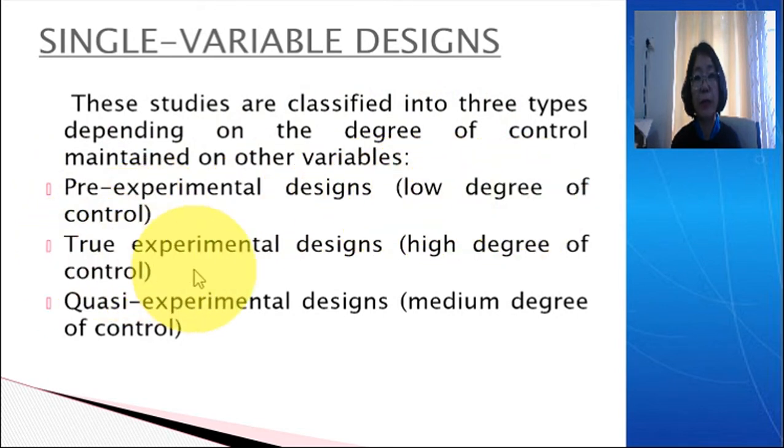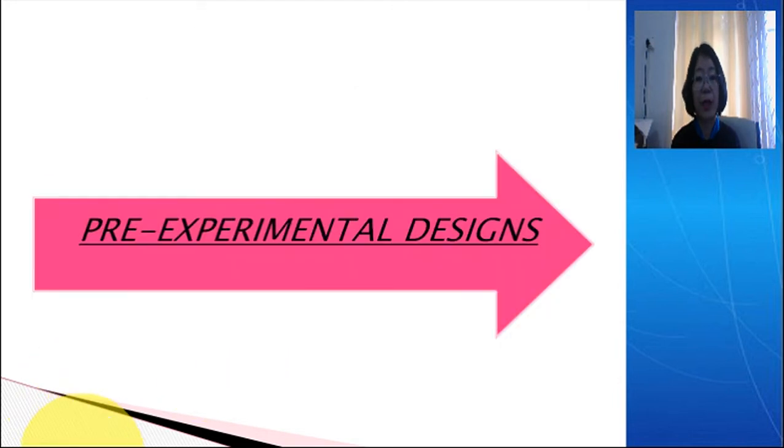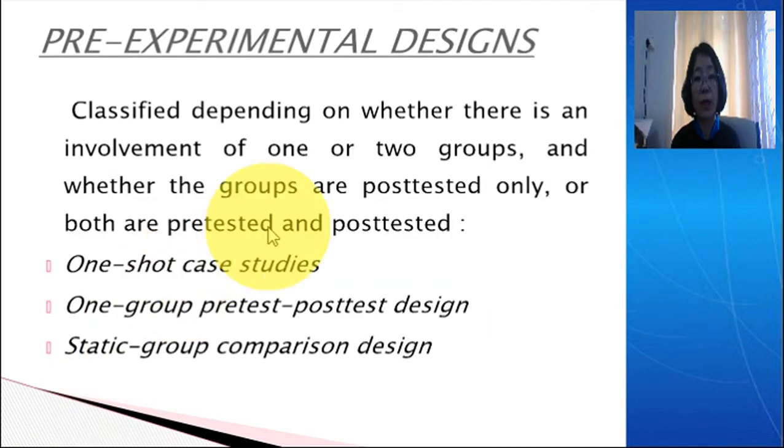Second is true experimental design. It has a high degree of control. And the third is quasi-experimental design, which has a medium degree of control over the intervening variable. Now, let us talk in detail one by one. Pre-experimental design. We have already said pre-experimental design has low control over the different factors which affect the internal validity and external validity. Now, what are those pre-experimental designs?